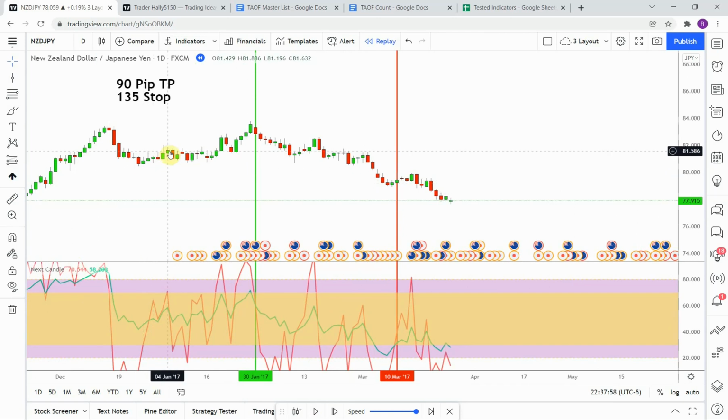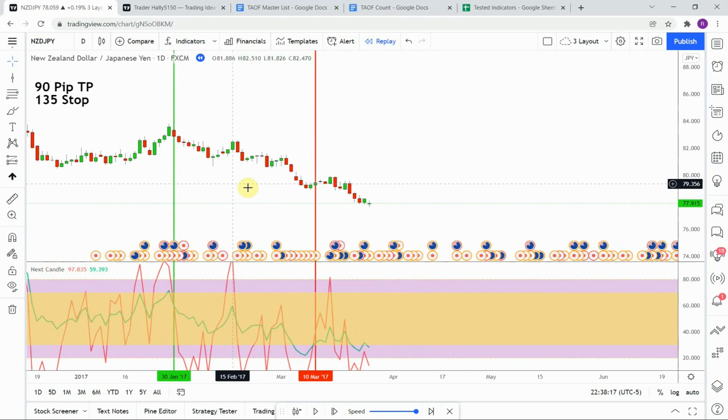All right, so the first signal that we picked up was a short signal right here. Both those lines peaked up there above that yellow zone for just a moment and then crossed back down into that middle area there, giving us a short signal. Price action comes down and gets us to take profit pretty easily there.